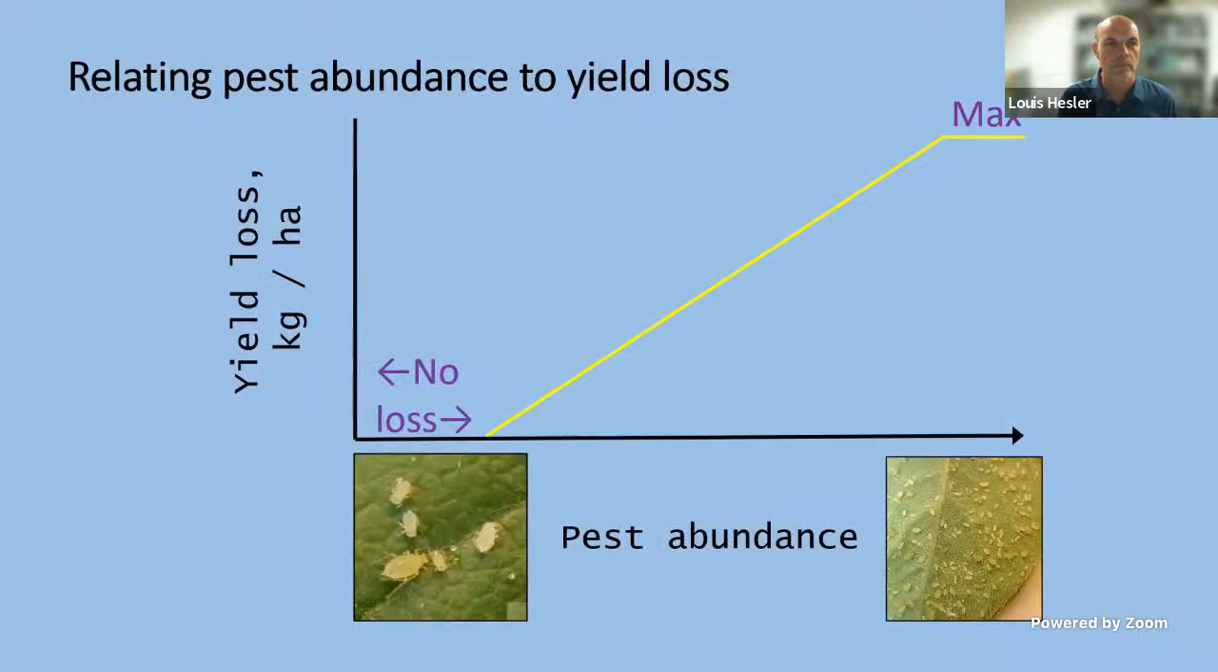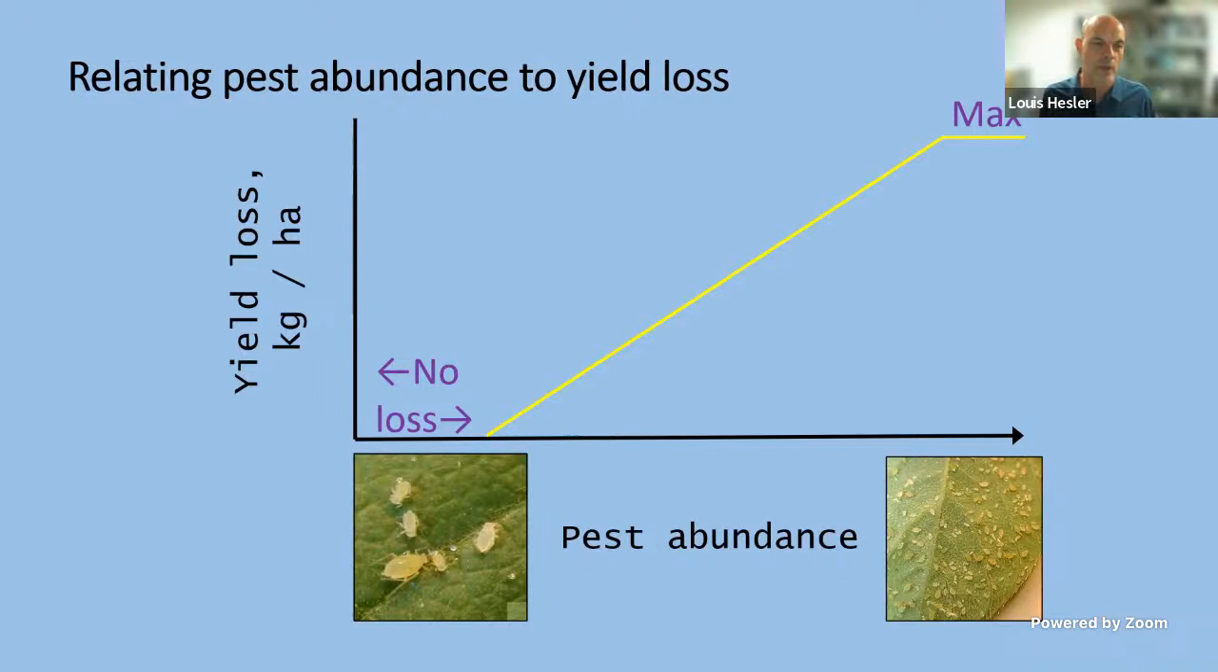Okay, next we're going to relate pest abundance to yield loss. And so what we have here is a graph with yield loss on the y-axis or left-hand side, and then pest abundance on the bottom scale, the x-axis, and we have pest abundance increasing from left to right on that scale, and yield on the right y-axis.